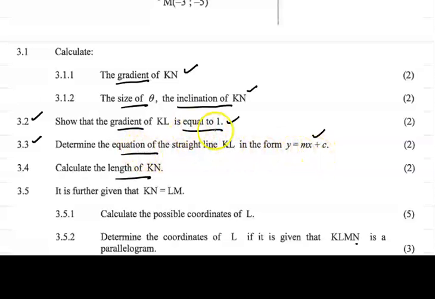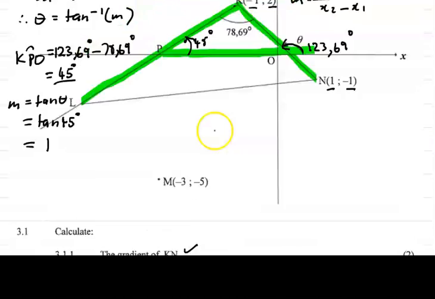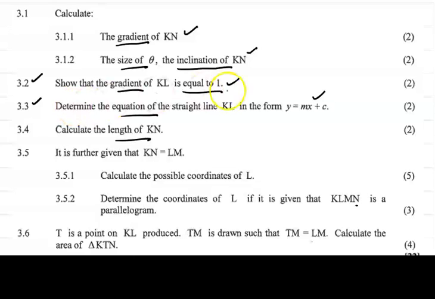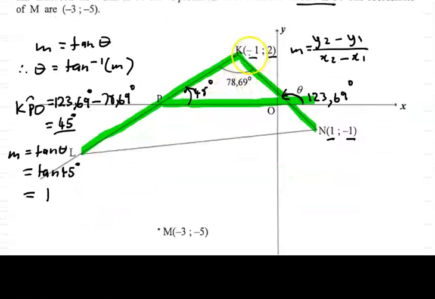So determine the equation of the straight line KL in the form y equals mx plus c. We now know that the gradient of this line KL is equal to 1. Because it was a show-that question, you can still answer this question, because they told you to show that the gradient is equal to 1. So what are we looking for? We're looking for a point on the line to find the equation of this line. And there's the point here. K is equal to minus 1 and 2. So now we can just substitute that particular point to find our y-intercept. And if you extend the line, you'll see that your y-intercept is going to be some positive value. Alright, so let's go write that down.